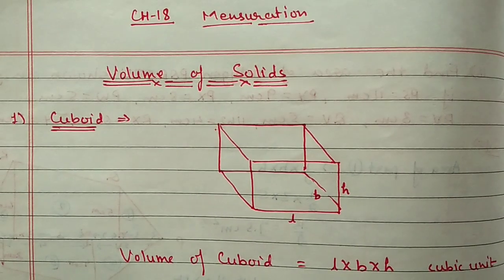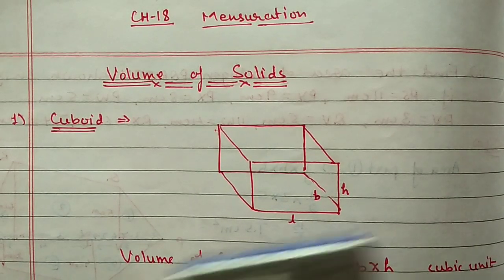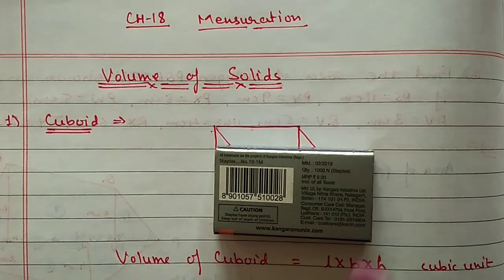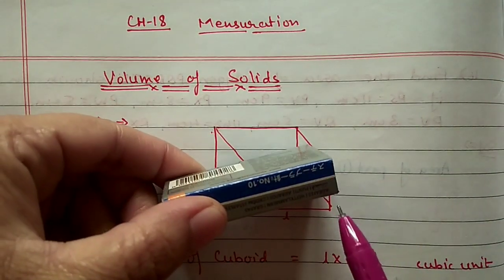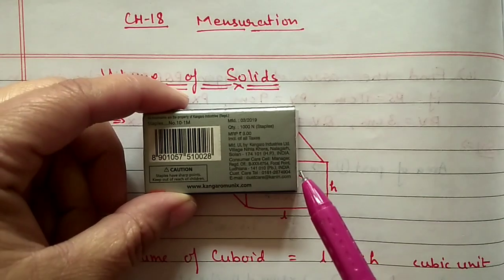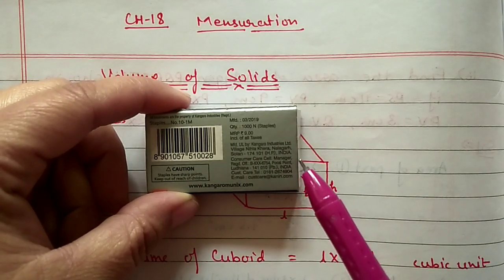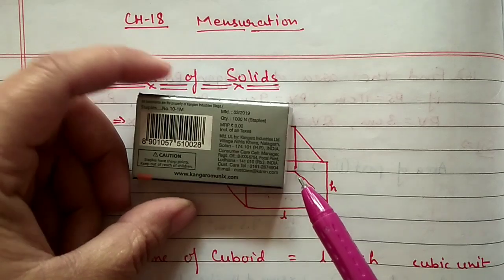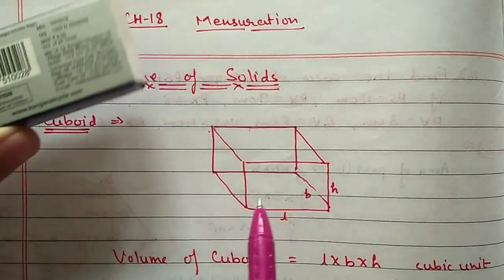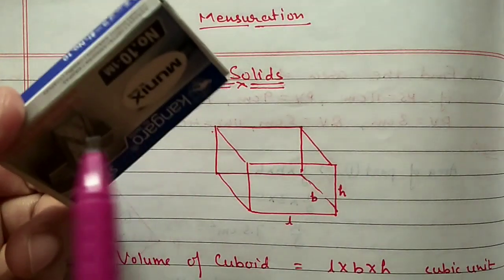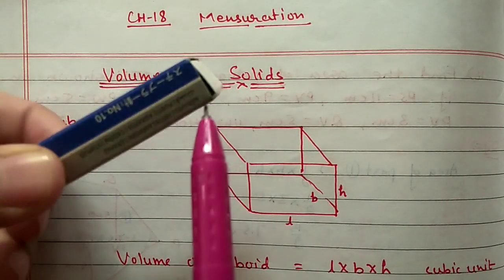Cuboid is in the shape of like this. You can see length is there, breadth is there, and then height also will be there. So if you are measuring above level then we will call it height, and if you are measuring below then we will call it depth. So this is a 3-dimension figure which is having length, breadth and height.